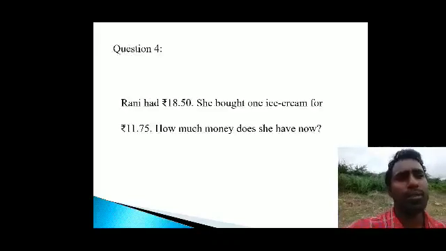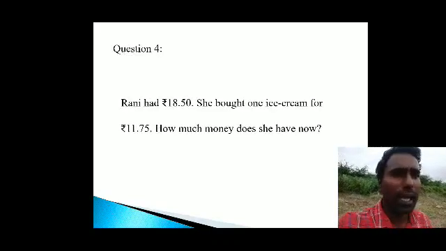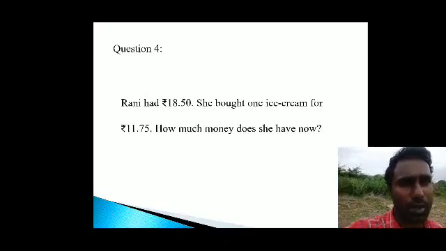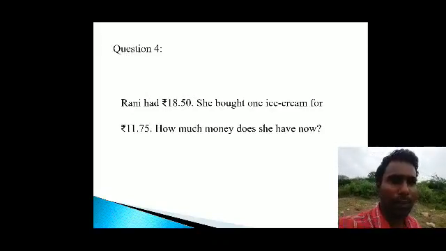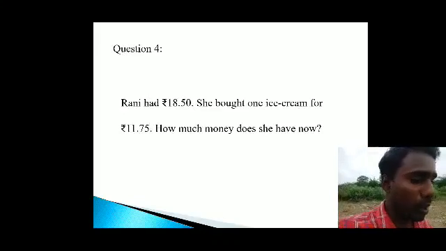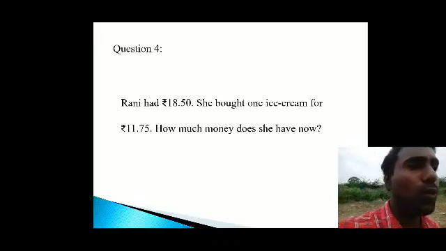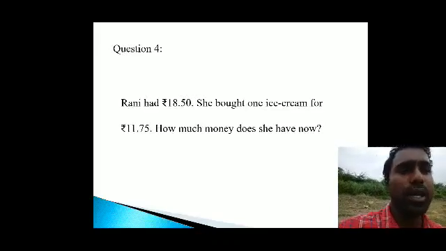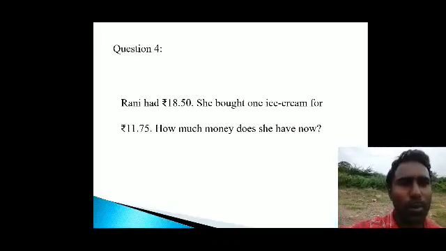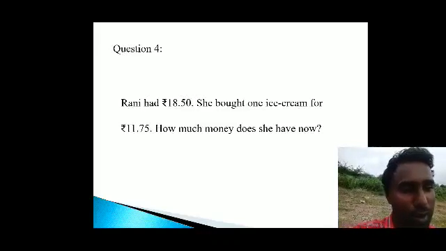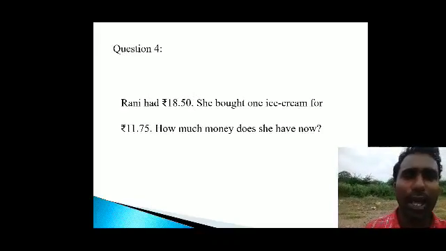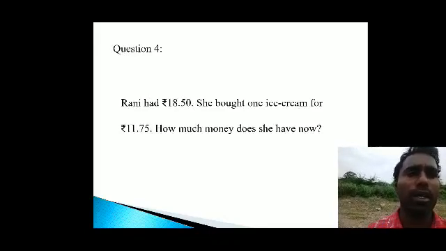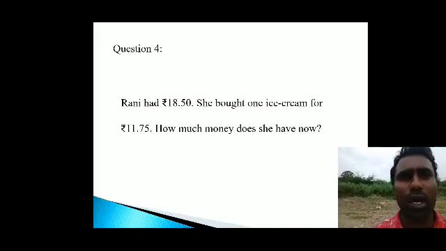Okay, so the next problem is: Rani had 18.50 rupees. She bought one ice cream for 11.75 rupees. How much money does she have now? So you have to find the total amount Rani had, 18.50 rupees. She bought one ice cream, which costs 11.75 rupees. That means, what is the remaining amount Rani has?